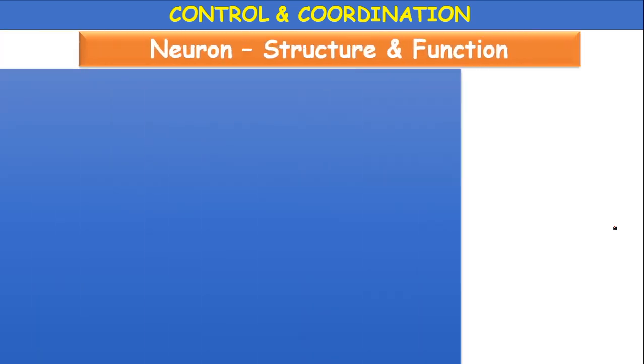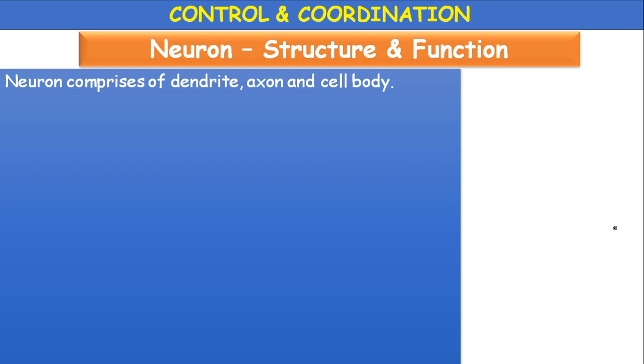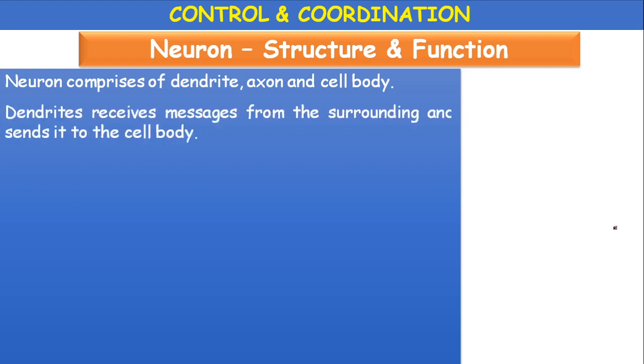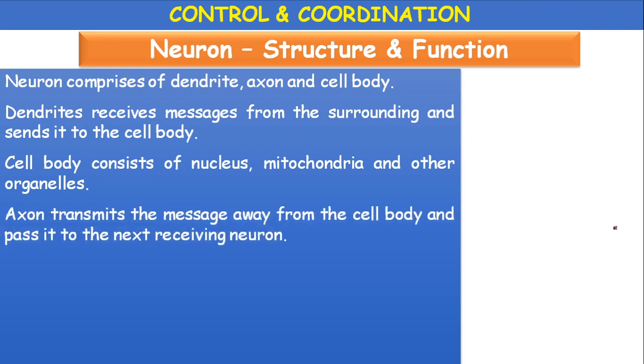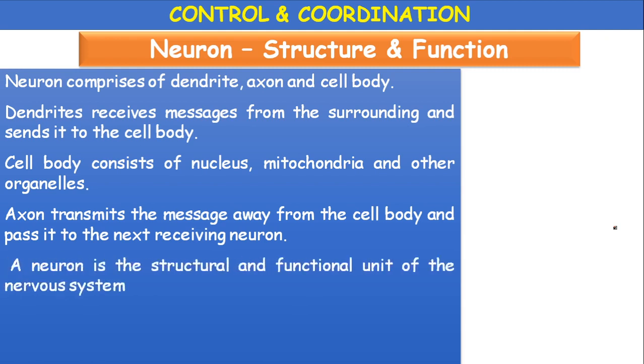Next, the structure of neuron. Very important. Neuron comprises of dendrite, axon and cell body. There are three main parts. Dendrites receive the information from the surroundings and send it to the cell body. Cell body consists of the nucleus, mitochondria and other organelles. A special substance is present in the cell body that is called Nissl's substance or Nissl granules. The axon transmits the messages away from the cell body and passes it to the next receiving neuron.